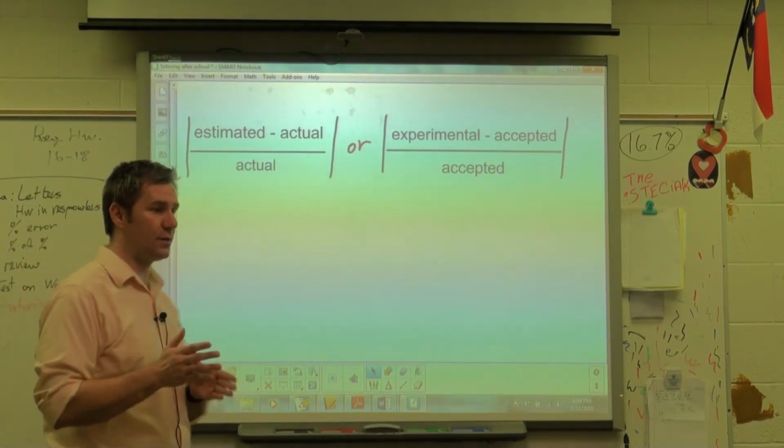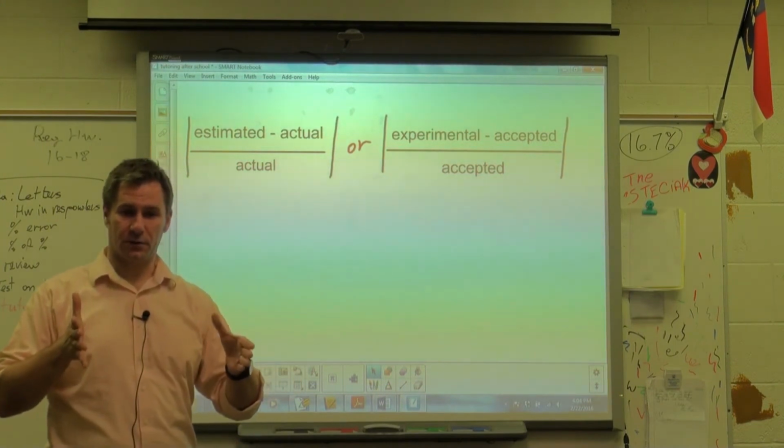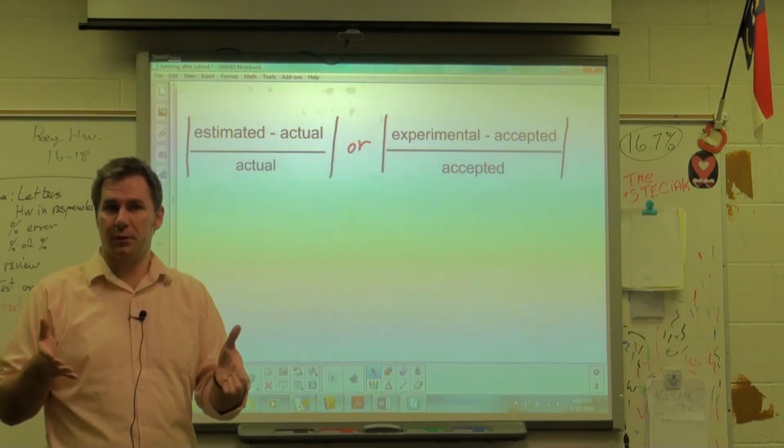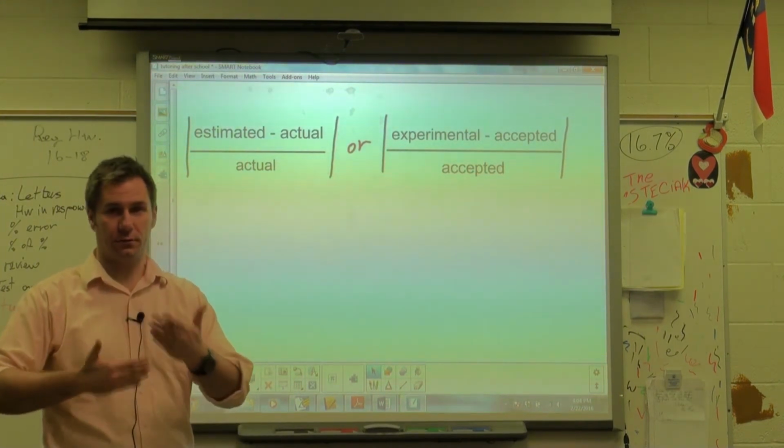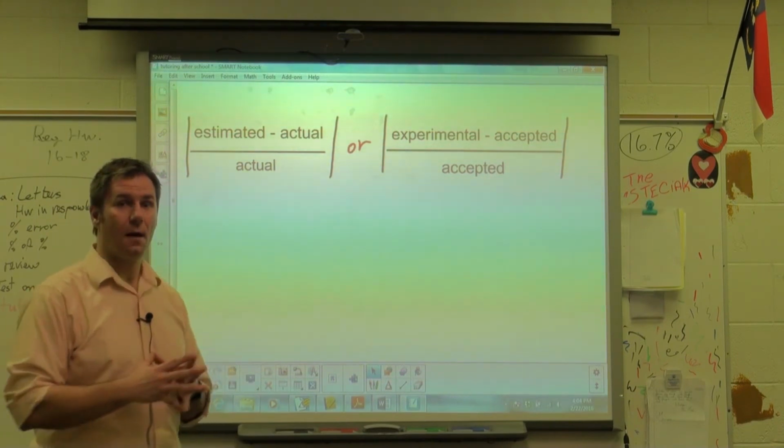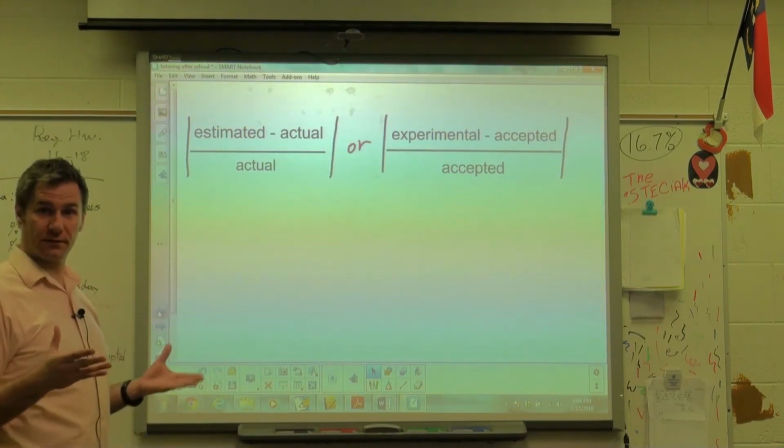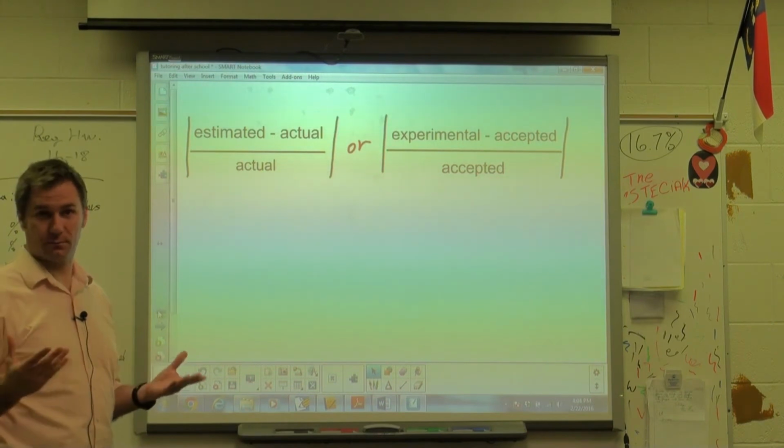If your elements are within the specifications, within the tolerances, then you will be good to go. But if they're not, you will have to redo this entire process again. But we're actually using 7th grade math in order to do that, which is pretty cool.